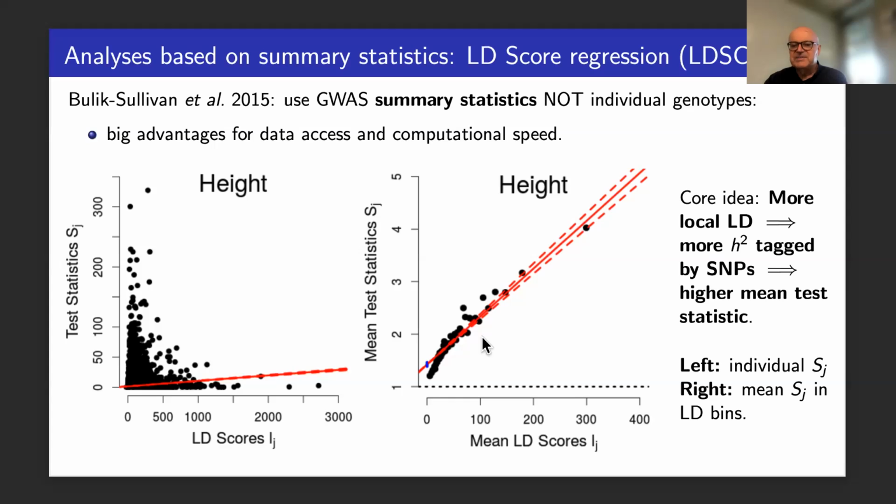These are our own plots. This one on the right is similar to the plot in the 2015 publication. I don't think they showed the one on the left. It's a more honest description: there's relatively little variance explained in the test statistics, but nevertheless you can estimate the slope reasonably accurately, and from that you can get heritability.